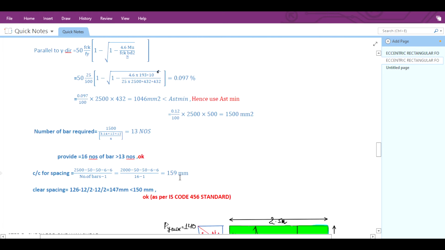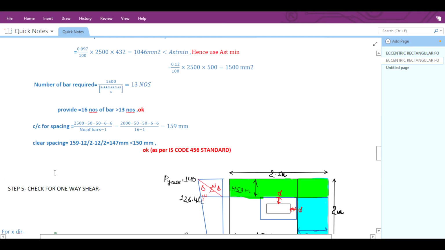For clear spacing, you have to do 159 minus the center of bar from both the sides, half of the bar, that is 12 by 2 minus 12 by 2. So it will come as 147 mm. This will be your clear spacing of the bars. Now it is less than 150 here also, so that will be safe as per IS code.